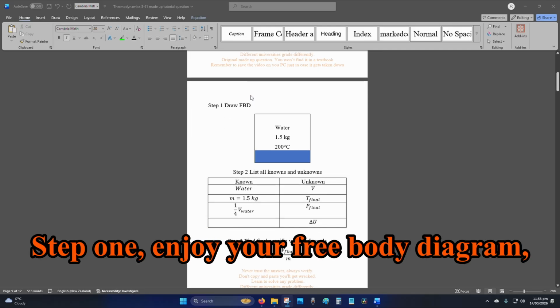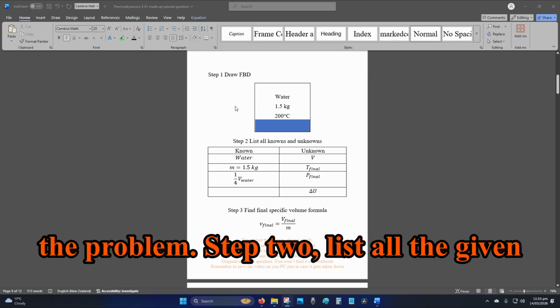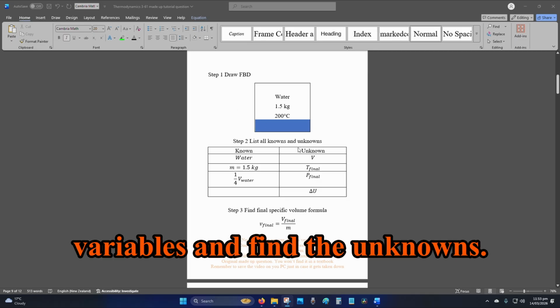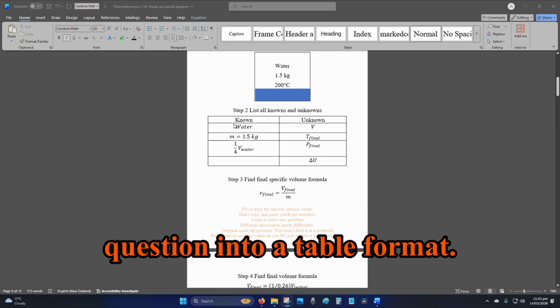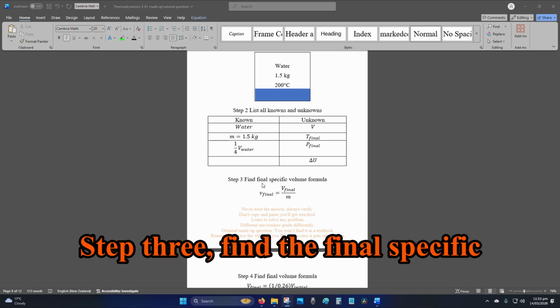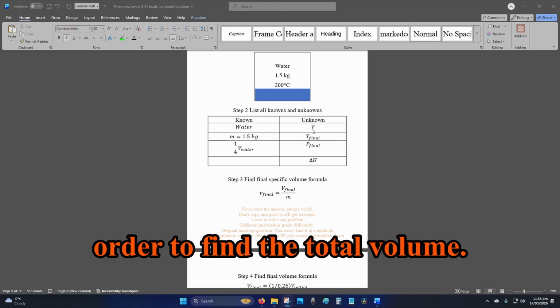Step 1, draw your free body diagram, your FBD. This will help you visualize the problem. Step 2, list all the given variables and find the unknowns. So we translate the question into a table format. Step 3, find the final specific volume. We need this in order to find the total volume.